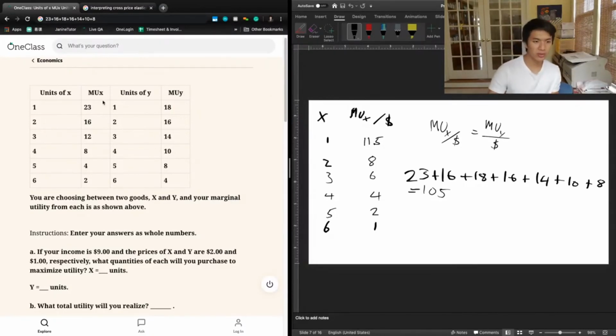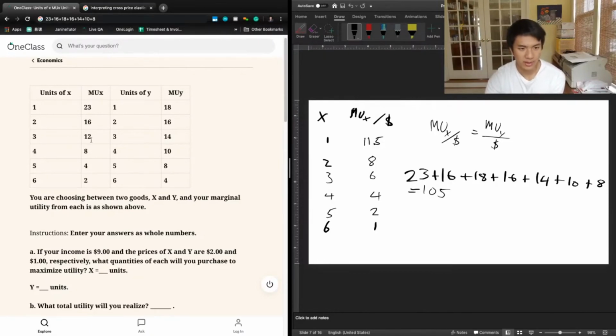So for 23 marginal utility of X, we see none of that match on the Y column, so that's not going to be one of the elements of our final consumption bundle. For 16, we see that it does match up with the units for Y, and so 2 units of X gives us 16, costs us $2, and 2 units of Y costs us $2 as well, and that would be $4 total. But remember, we have $9 to spend, and so this is a bundle where we're indifferent between more units of good X and Y, but we have more money to spend. So let's see if we can match up to something else.